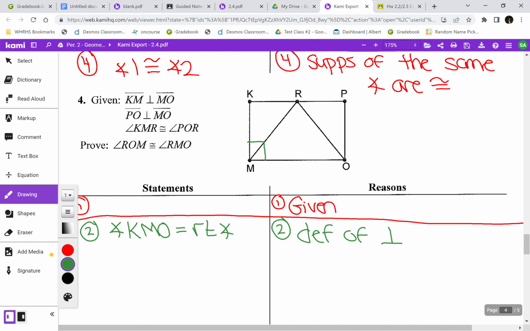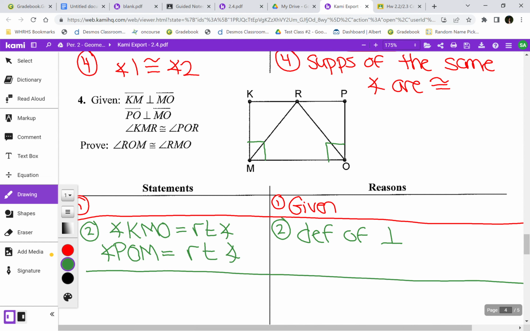So what can we conclude if PO is perpendicular to MO? Mia, tell me. Excellent. So angle POM equals a right angle. And it's the same reason, so I put it in the same step. All right, we're not done. We still have more given to go through.